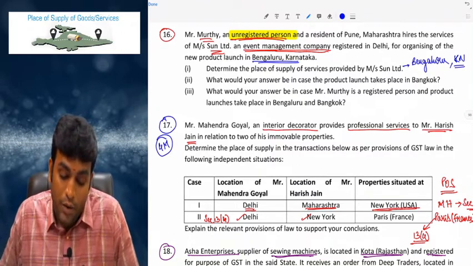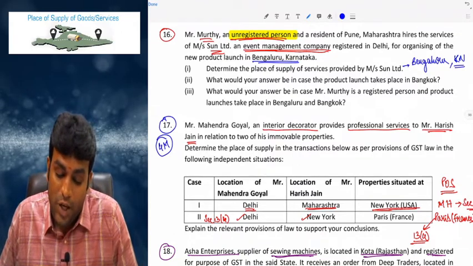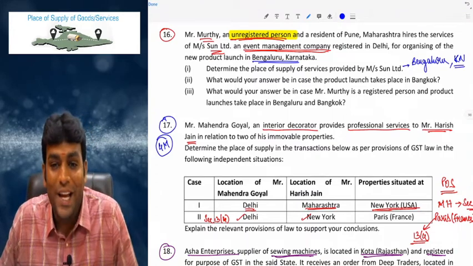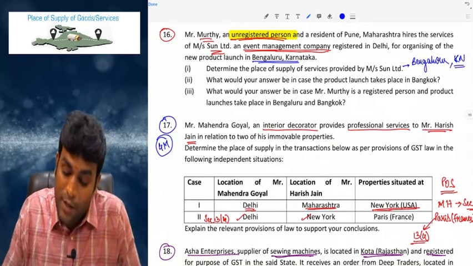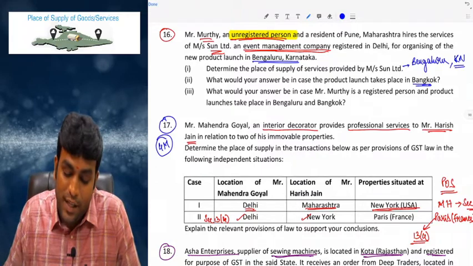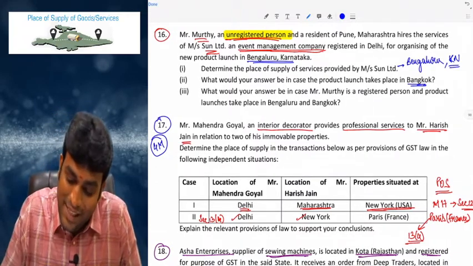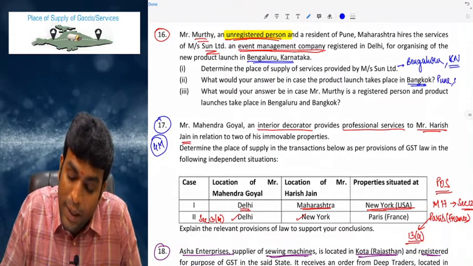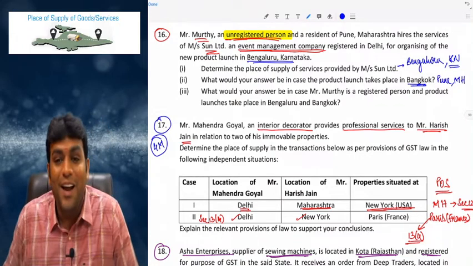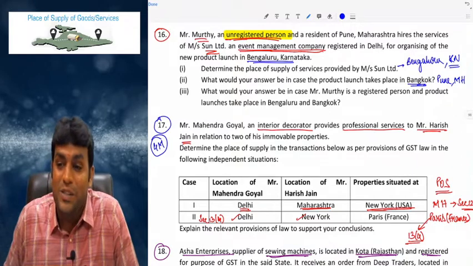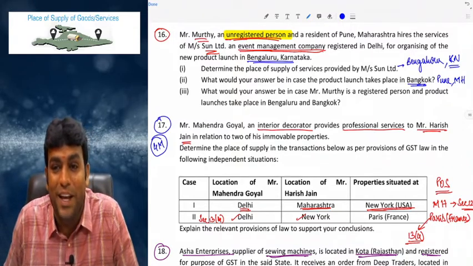What would your answer be if the product launch takes place in Bangkok? That means outside India. What is the answer then, my dear friends? POS will be Pune, Maharashtra. Why? If the event is held outside India, then place of supply will be the location of the recipient.